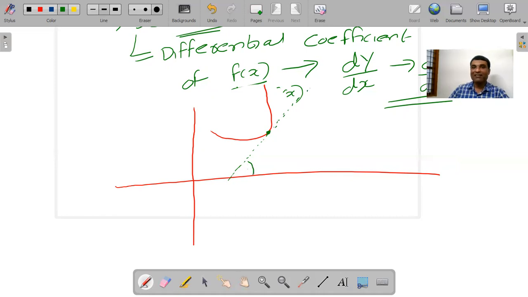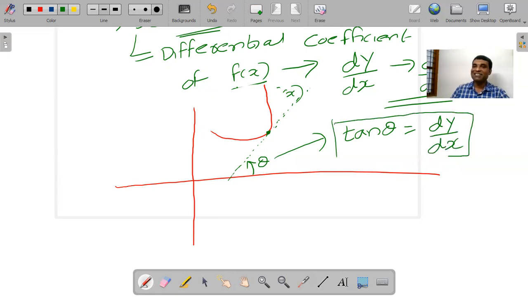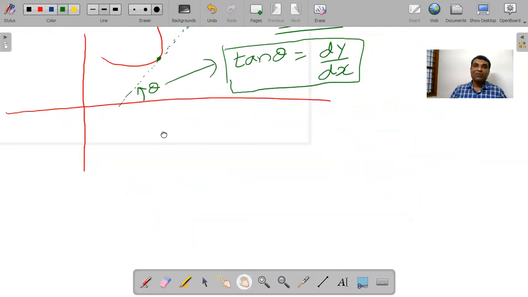Now I am measuring this angle, that this is theta. Then the tangent of this angle, that is tan theta, is nothing but our derivative, that is dy by dx. Or dy by dx is the differential coefficient of the function y is equal to f of x.